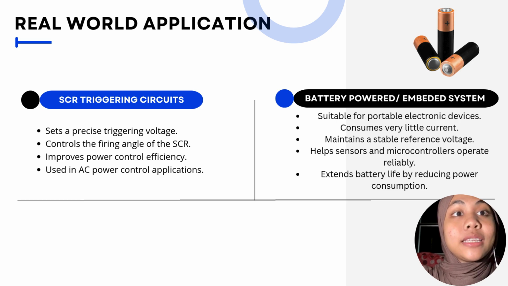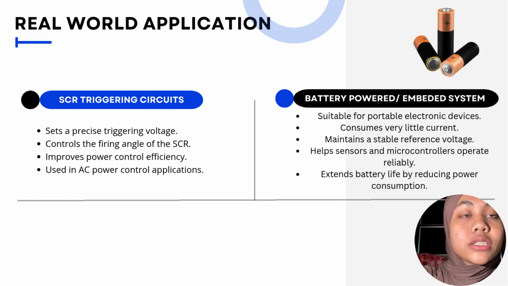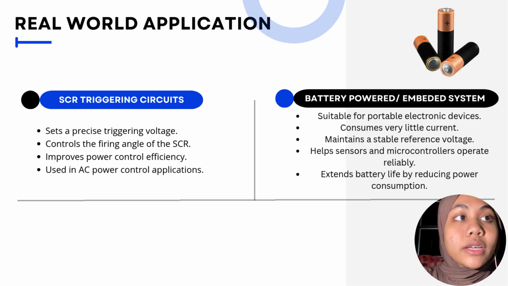So next is the SCR triggering circuit. It sets a precise triggering voltage, controls the firing angle of the SCR, improves power control efficiency, and is used in AC power control applications. And last but not least is the battery-powered or embedded system, which is suitable for portable electronic devices, consumes very little current, maintains a stable reference voltage, helps sensors and microcontrollers operate reliably, and extends battery life by reducing power consumption.